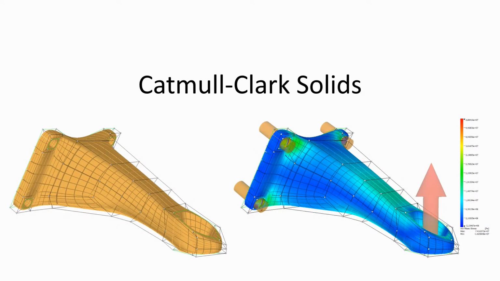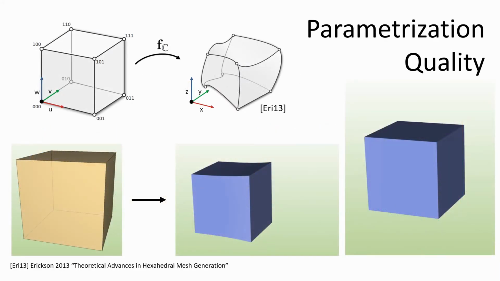However, when using Catmull-Clark solids for physically based simulation via isogeometric analysis, as shown for this engine mount here, the quality of the simulation model is essential. To assess the quality of the CC solid models, we developed a parametrization quality metric that measures the distortion in the limit volume. It measures the distortion introduced by the mapping Fc from the parameter space to Euclidean space.